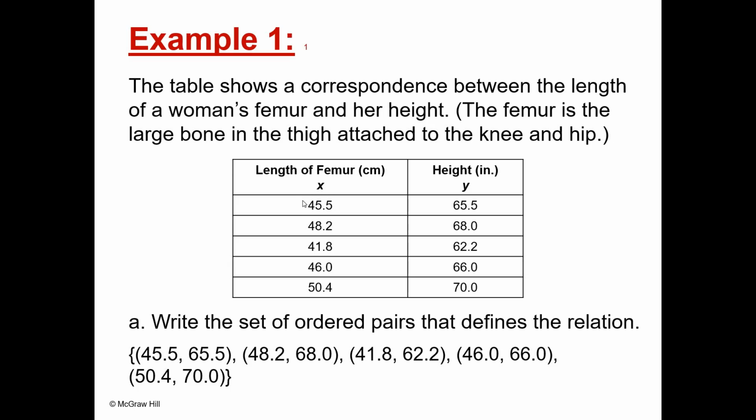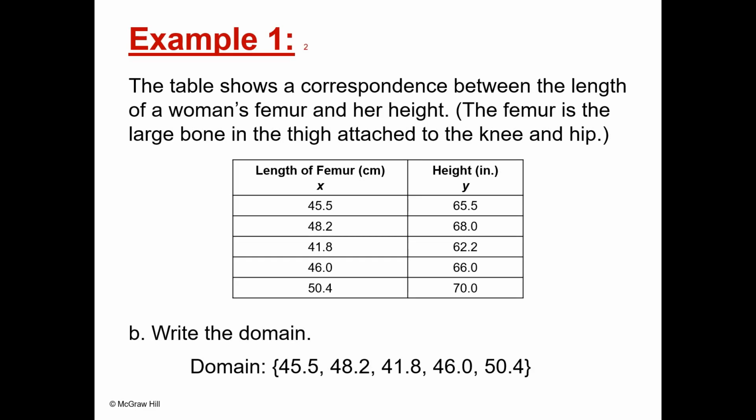So for x equal to 45.5, the y value is equal to 65.5, as you can see from this ordered pair. This is the first one. You open a bracket, and the brackets over here show a set of ordered pairs. We write all the ordered pairs in this set. This is the second one, x equal to 48.2, and its y value is 68. And we write the other ordered pairs, and these ordered pairs define the relation.